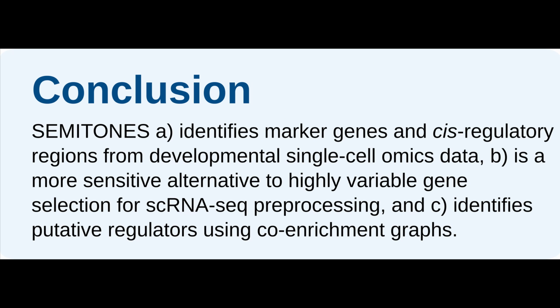So, to conclude, we introduced SEMITONES as a method for de novo feature identification in single-cell RNA-seq and single-cell ATAC-seq data. We suggest that SEMITONES is a more sensitive alternative to highly variable gene selection in single-cell RNA-seq analyses. And we illustrate that SEMITONES can be used for the construction of co-enrichment networks that reveal regulators of cell identity.